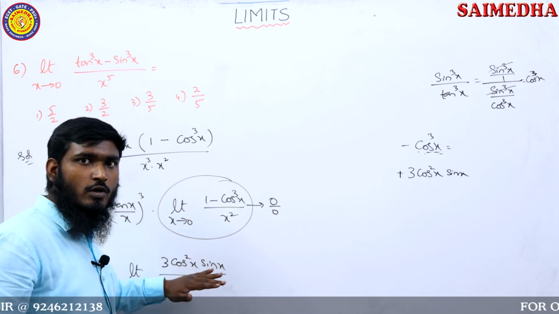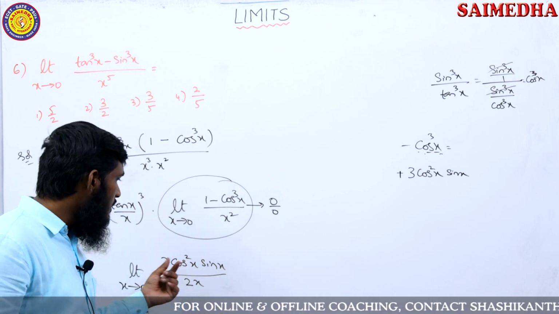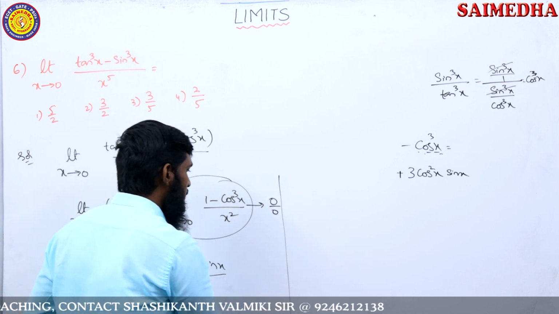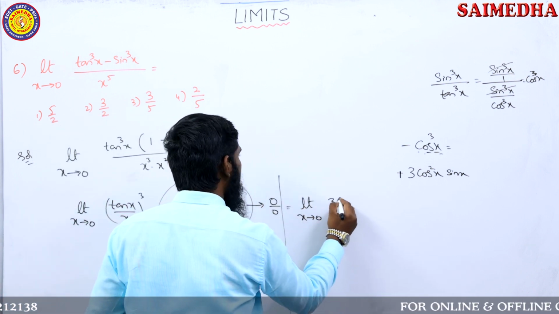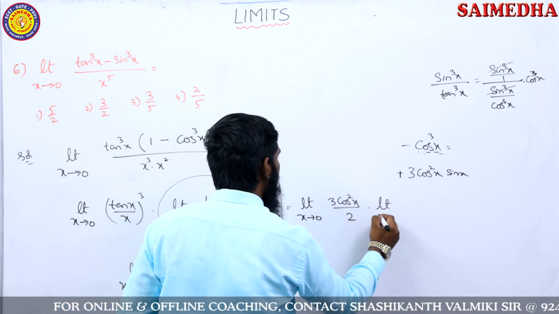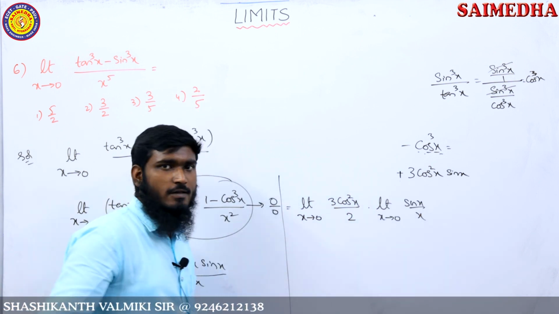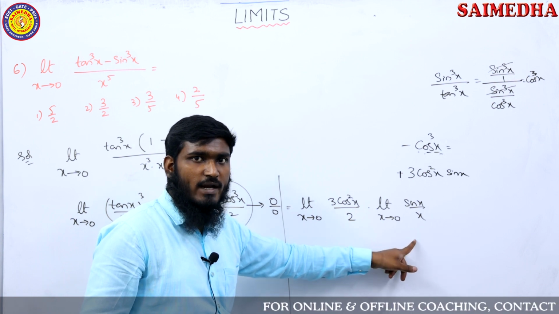Now again in this part, sin x by x we make as one function, and 3 cos square x divided by 2 we make as another function. So this is equal to limit x tends to 0, 3 cos square x divided by 2, into limit x tends to 0, sin x divided by x. Understood? Now for this part we are getting the answer as 1.